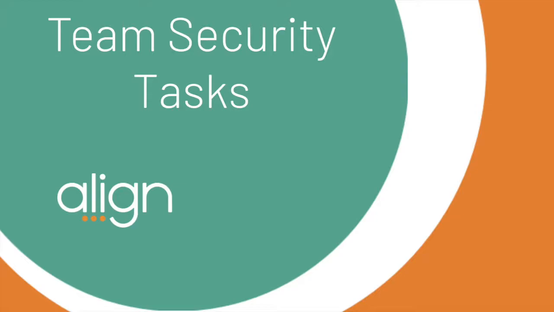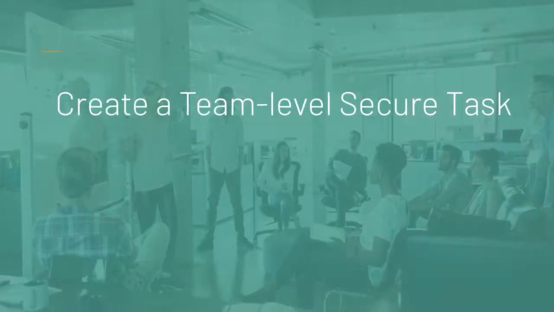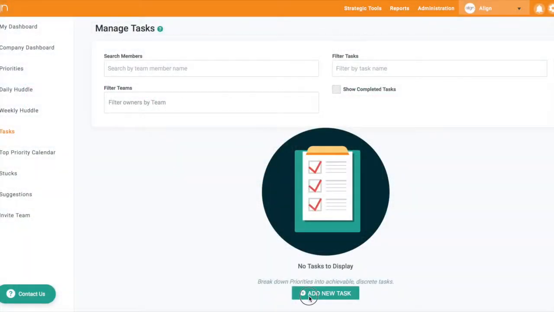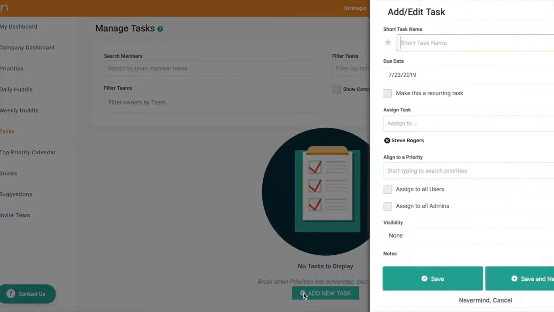Team security for tasks allows you to limit visibility of a task to members of certain huddles. To put team-level security on a task, first, create or edit a task.